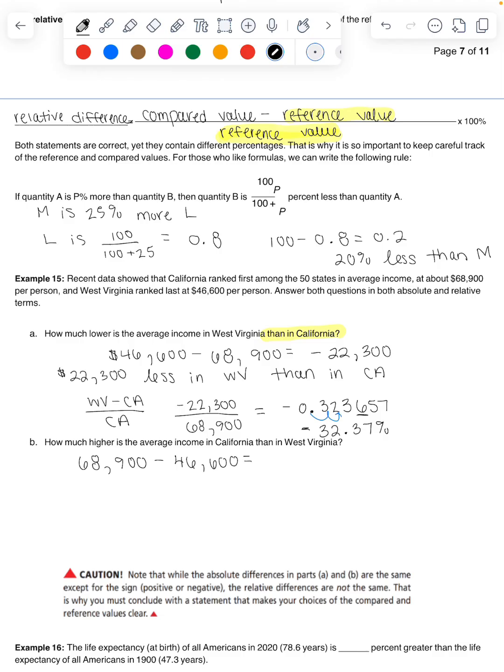68,900 minus 46,600 tells me that we've got $22,300 more on average in California than in West Virginia. And our relative difference would be that number, the 22,300 divided by the 46,600.